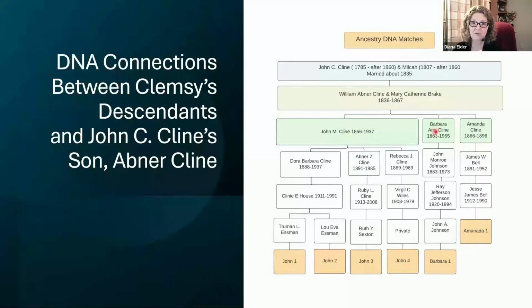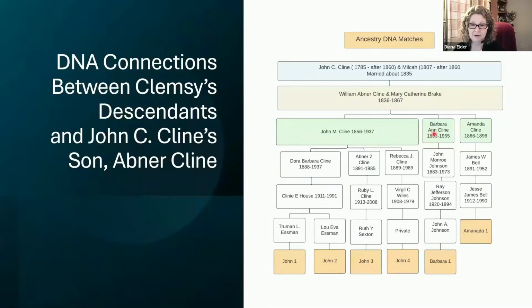And then we have got another sister, a Barbara Ann Cline and an Amanda Cline, all coming down through William Abner. And I was able to find DNA matches that had decent trees that went back to all of these Clines. Now, what if I had not had the DNA of Gary and Lucretia? Because I did not share DNA with all of these people, but at least one of us did.